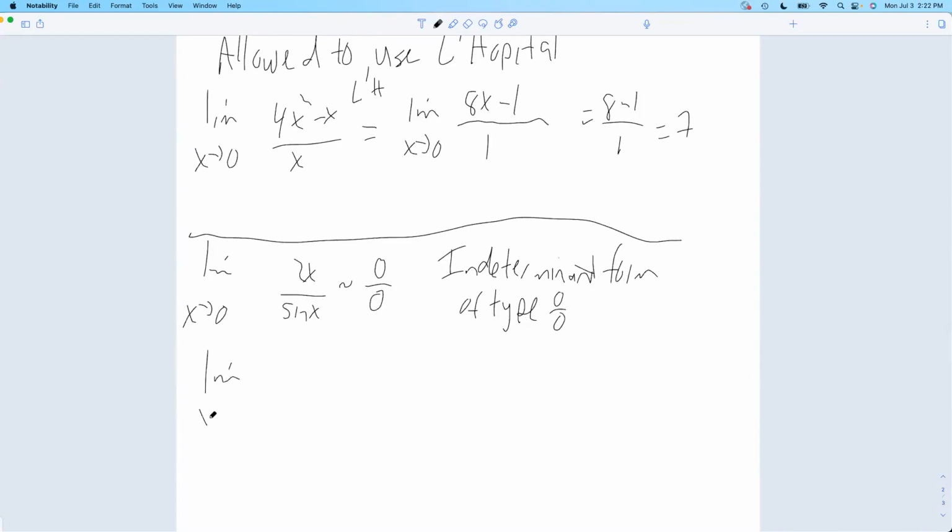Then limit as x approaches 0 of 2x over sine of x will equal the same limit as x approaches 0. This part doesn't change, but now I take the derivative of the top. I'm not using quotient rule here. I'm not trying to take the derivative of the fraction. Derivative of the top is just 2. Derivative of sine, the bottom, is just cosine. Now I try again. How do I justify this equal sign? By writing here, I use L'Hopital, LH.